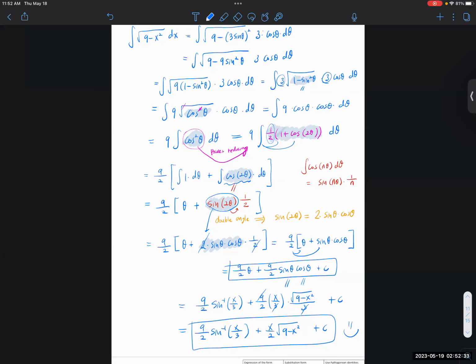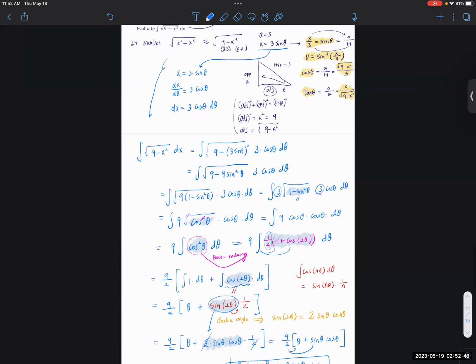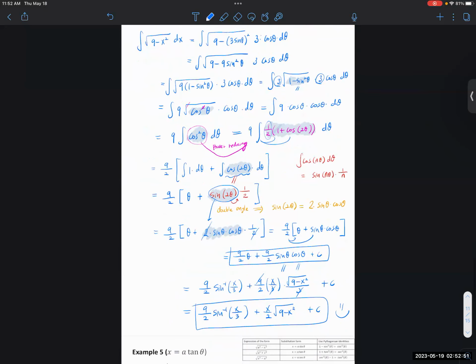And then you will get the answer in terms of theta, but you need to go back to the x variable. In order to do that, find out what the cosine, sine, and tangent are. It's going to help us find the answer in terms of x. Okay, so I think this is a great practice.